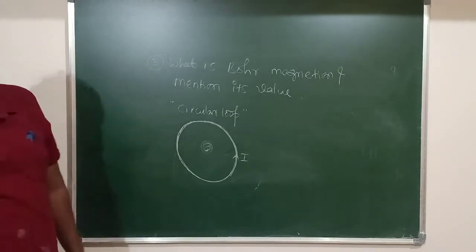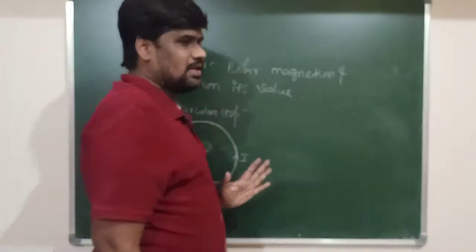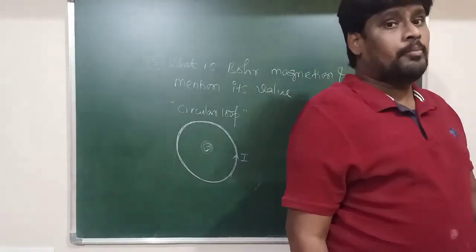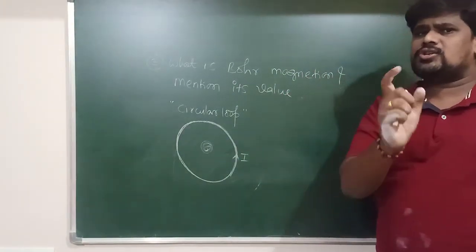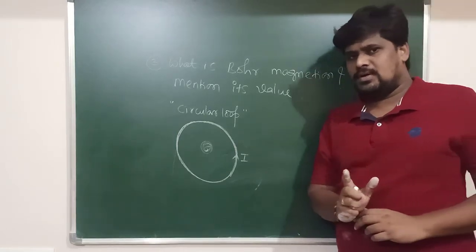Then what is Bohr magneton? Bohr magneton is the magnetic moment of a revolving electron in the first orbit of a hydrogen atom.